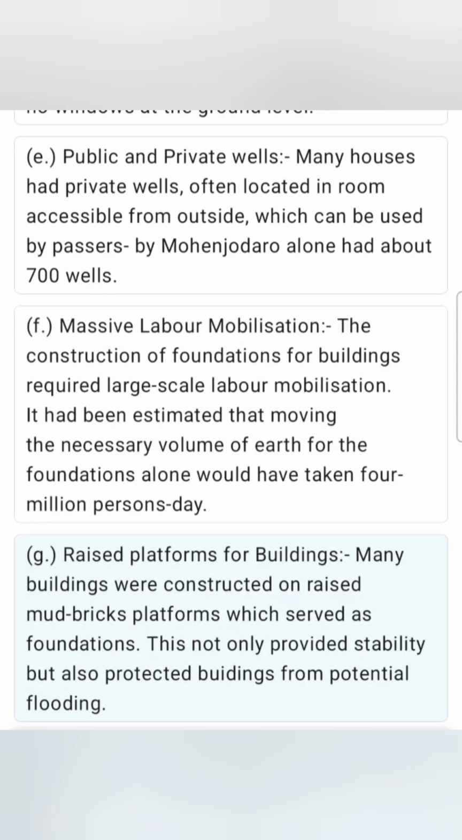G. Raised platforms for buildings. Many buildings were constructed on raised mud brick platforms which served as foundations. This not only provided stability but also protected buildings from potential flooding.